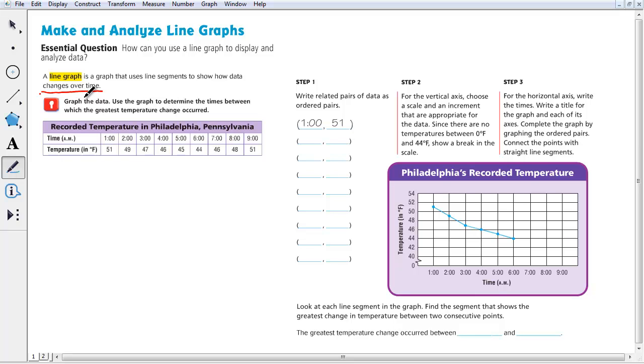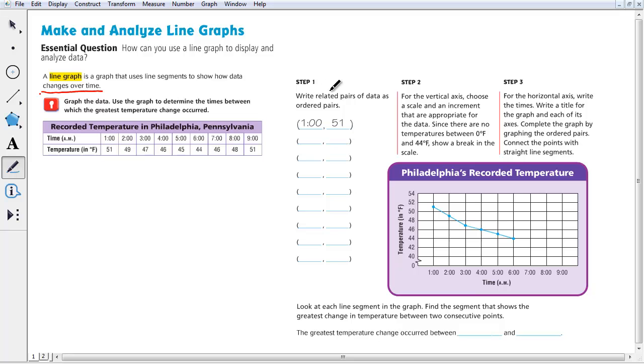Now, we're going to look down here at the problem. Graph the data. Use the graph to determine the times between which the greatest temperature change occurred. We can see that this table shows us the recorded temperature in Philadelphia, Pennsylvania. It tells us the time in the morning, 1 o'clock, 2 o'clock, 3 o'clock, 4 o'clock, 5 o'clock, 6 o'clock, 7 o'clock, 8 o'clock, and 9 o'clock, and then it tells us the temperature at each time. Well, let's look at how to take this data in a table and turn it into a line graph.